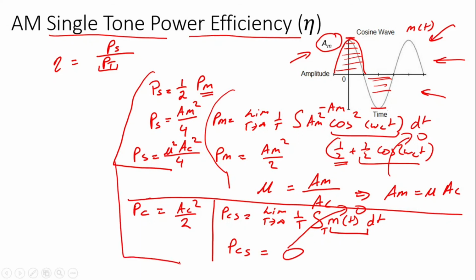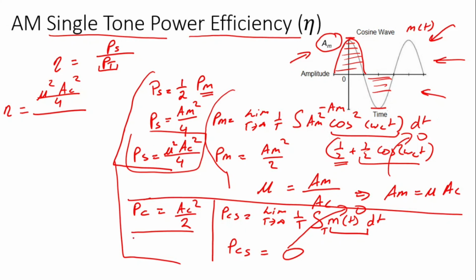So noting all of this, eta is the power of the sideband, which is over here, mu square AC square by 4, divided by the total power. The total power deals with power in the carrier, that is AC square by 2, plus the combined power of carrier and sideband, that is 0, so it would not yield anything, plus the power in the sideband. So the power of sideband is also included in the total power. So we have again mu square AC square by 4.